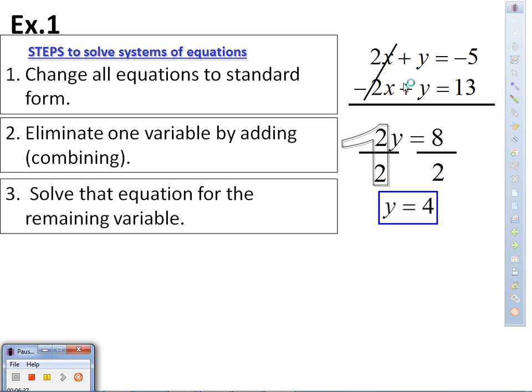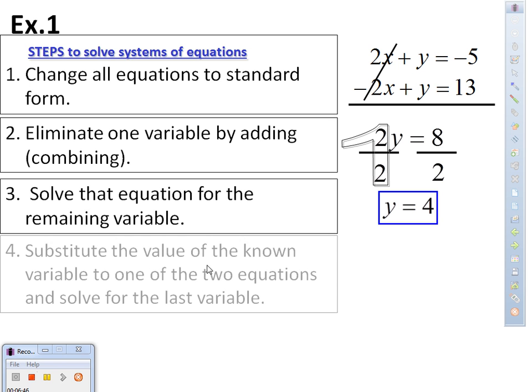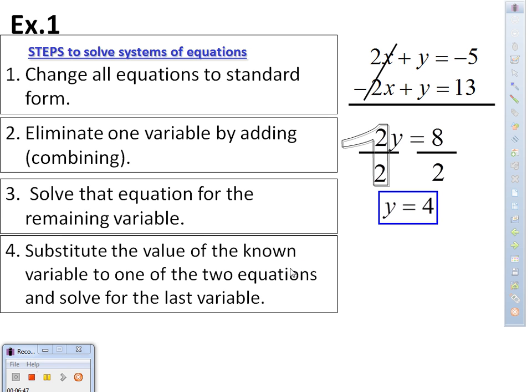So once again, standard form, yes. Eliminate one variable, yes. Solve for the remainder, yes. Step 4, we're going to substitute that value into one of the equations and solve for the remainder. So which equation do you want me to use? The top one. So therefore, I'm going to use this one, 2x plus y equals negative 5, but instead of y, what goes in there? The 4. So therefore, we're left with 2x plus 4 equals negative 5, and it says solve for the last variable.